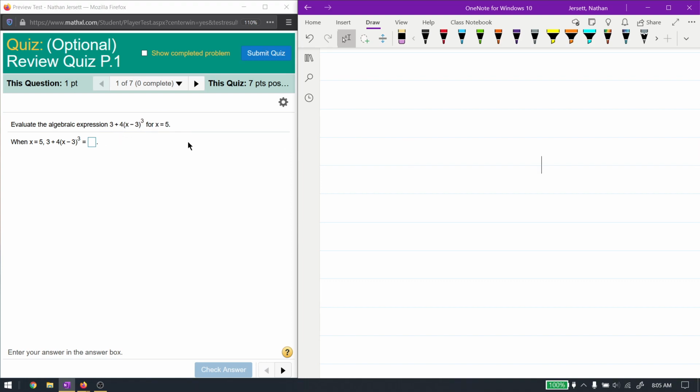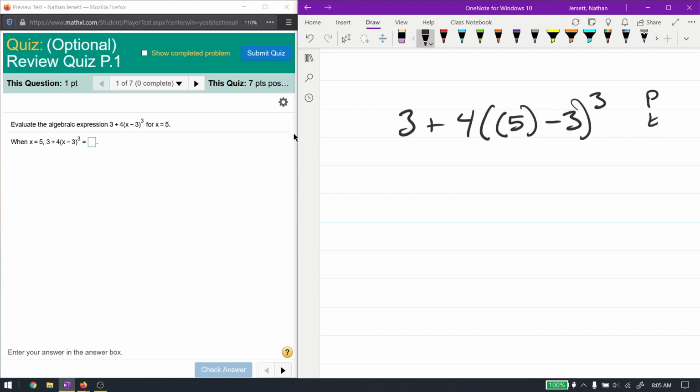So all I'm going to do is rewrite this expression. So we have 3 plus 4 times the quantity x minus 3, cubed. X is 5, so let's plug in 5 into x minus 3 and cube it. For order of operations, we use PEMDAS. And the first thing we have is parentheses. So inside the parentheses is the first operation we're going to do.